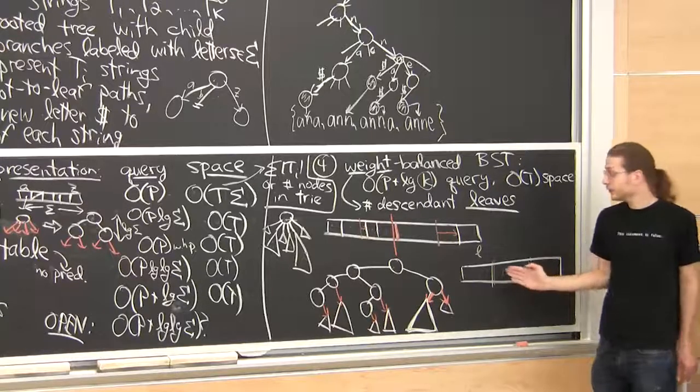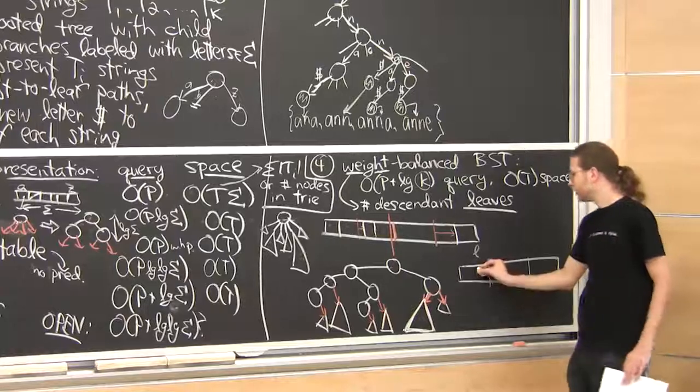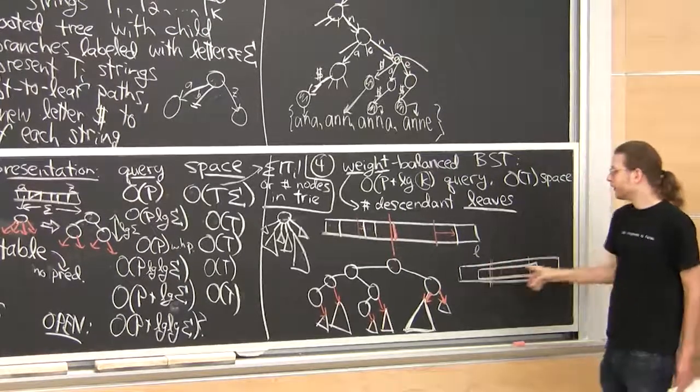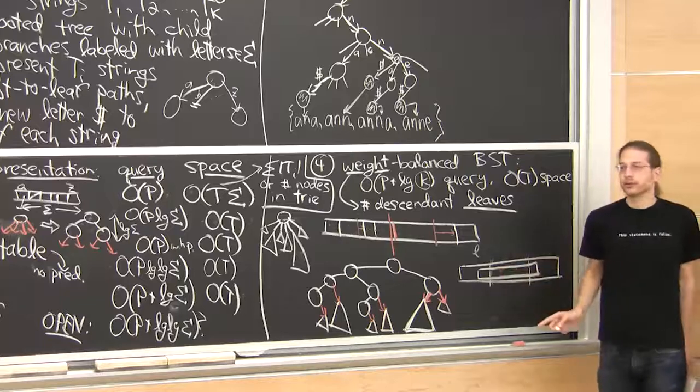But it might be there is no possible cut I can make in here because there's a giant child in here that has more than 1/3 of the nodes. It would have to span all the way across here. And so I can't make any cuts. I can only cut between child boundaries.